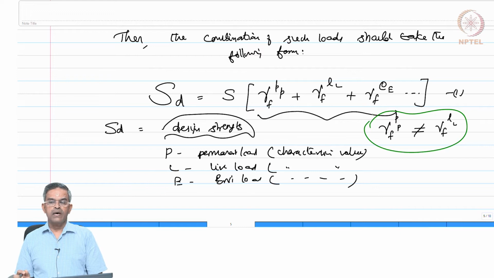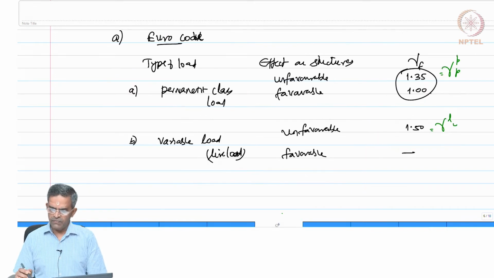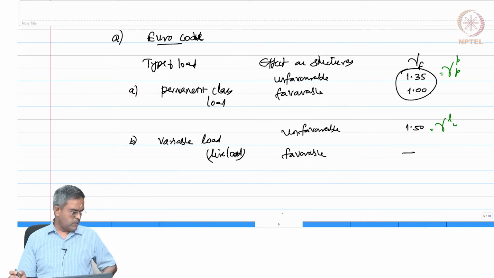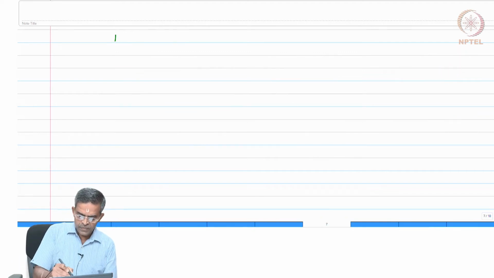So, load factor cannot be equal to all kinds of loads when they act simultaneously. So, the combination effect of these loads also play a role in estimating the load factor. That is the point we want to emphasize. Okay. Let us see what API RP code says.